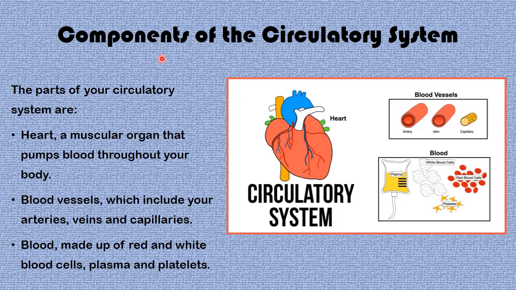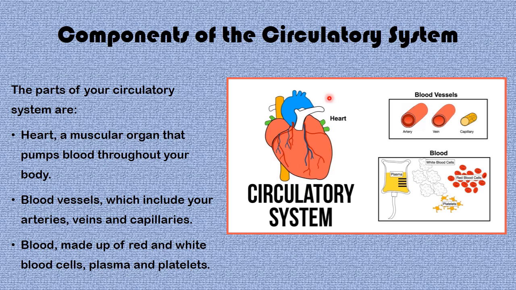Now, moving ahead, let's look at the components of the circulatory system. Now, the parts of the circulatory system are the heart, which is a muscular organ that pumps blood throughout our bodies. We have the blood vessels, which include the arteries, veins, and capillaries. Finally, we have the blood, made up of red and white blood cells, plasma, and platelets. So this is a diagrammatic representation of the components of the circulatory system.